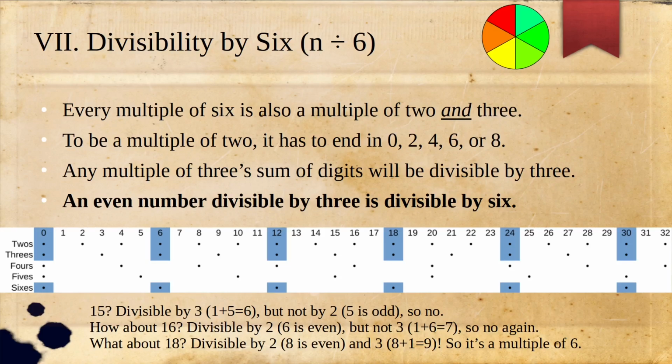Divisibility by 6, which is literally a perfect number, but that's another video. The property we care about here is that every multiple of 6 is also a multiple of both 2 and 3, and so if it's a multiple of 2 and 3, it's a multiple of 6.